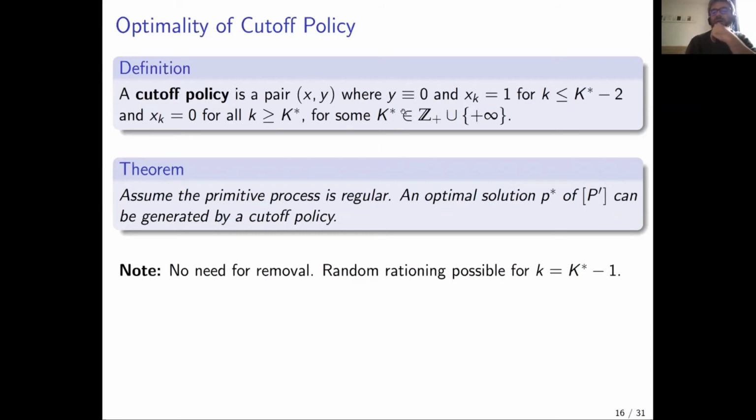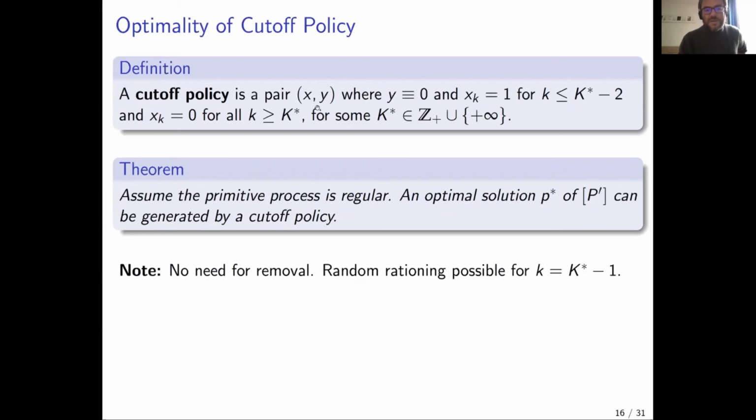And below k star, agents will be recommended to join the queue. More specifically, below k star minus 2, they will be recommended to join the queue with probability 1. And at k star minus 1, there may be some random rationing. So maybe x_k is interior at k star minus 1, but other than that, this is the only difference from what I described before as a policy where you would have a cap. The only difference is that potentially here you have random rationing when the number of agents in the queue is k star minus 1.